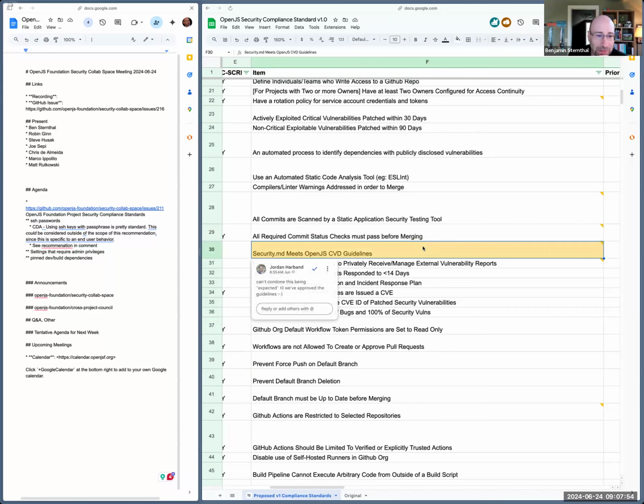Okay, we did this one, we did that one. Can't condone this being expected till we approve the guidelines. Yeah, that's right. Security MD mates OpenJS.